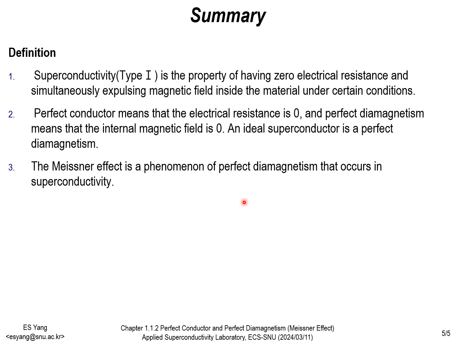In summary, superconductivity, type 1, is characterized by zero electrical resistance and the expulsion of magnetic fields within the material under specific conditions. A perfect conductor exhibits an electrical resistance of zero, while perfect diamagnetism indicates the absence of an internal magnetic field. An ideal superconductor demonstrates perfect diamagnetism. The Meissner effect exemplifies the phenomenon of perfect diamagnetism observed in superconductivity.